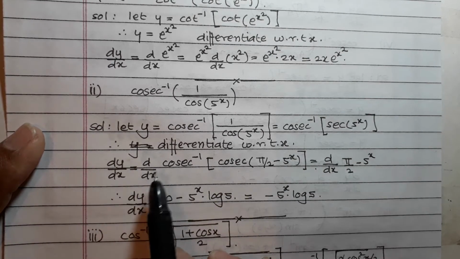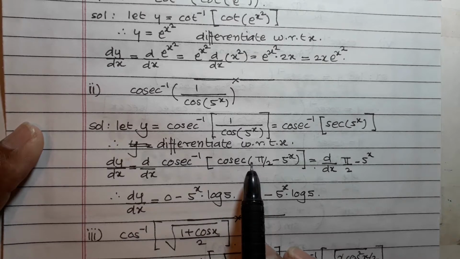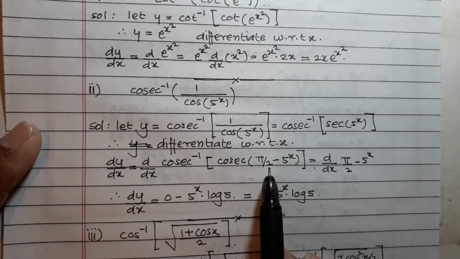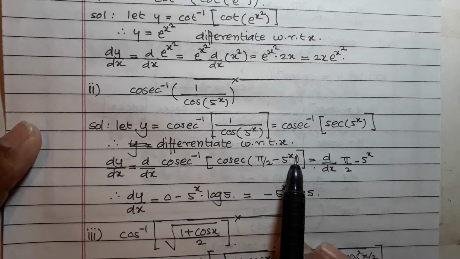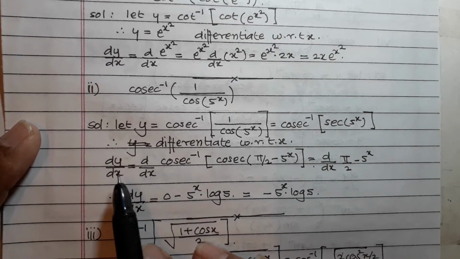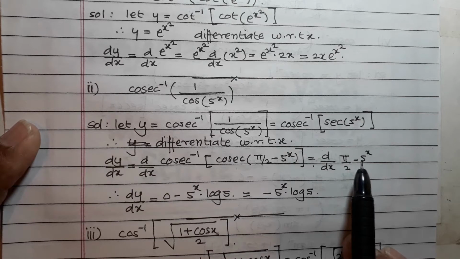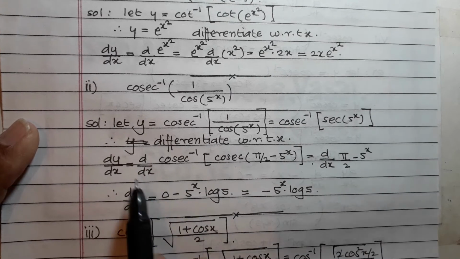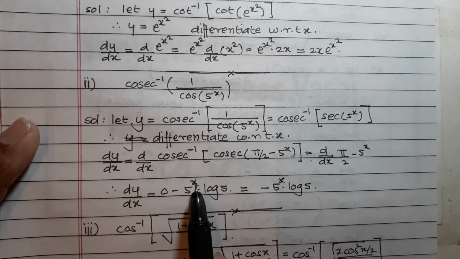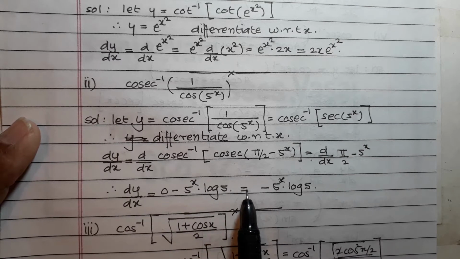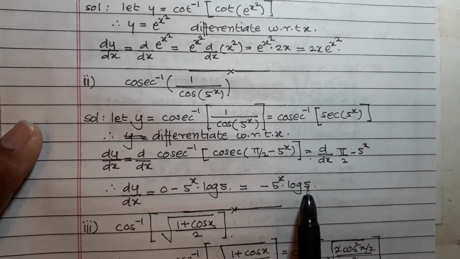dy/dx is equal to d/dx cos inverse, cosec inverse, cosec pi by 2 minus this sec, you convert into cosec pi by 2 minus pi raised to x, and therefore derivative, this is equal to d/dx, means y is equal to pi by 2 minus pi raised to x, and therefore dy/dx is equal to 0 minus pi raised to x into log pi, and therefore dy/dx is equal to minus pi raised to x log pi.